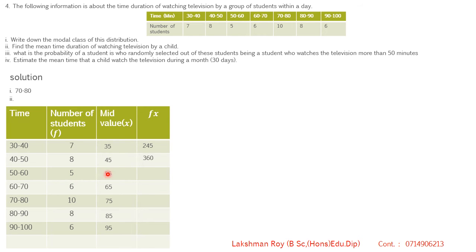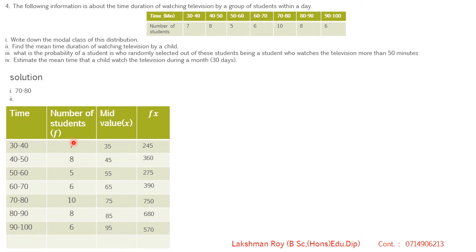Then 5 multiplied by 55, you get 275, and 6 multiplied by 65, you get 390. Like that, 10 multiplied by 75 is 750. 8 multiplied by 85, you get 680. Like that, 6 multiplied by 95 is 570. So that is the fx column. Then you have to find the sum of the f column, the addition of these values, and also the addition of these fx values.